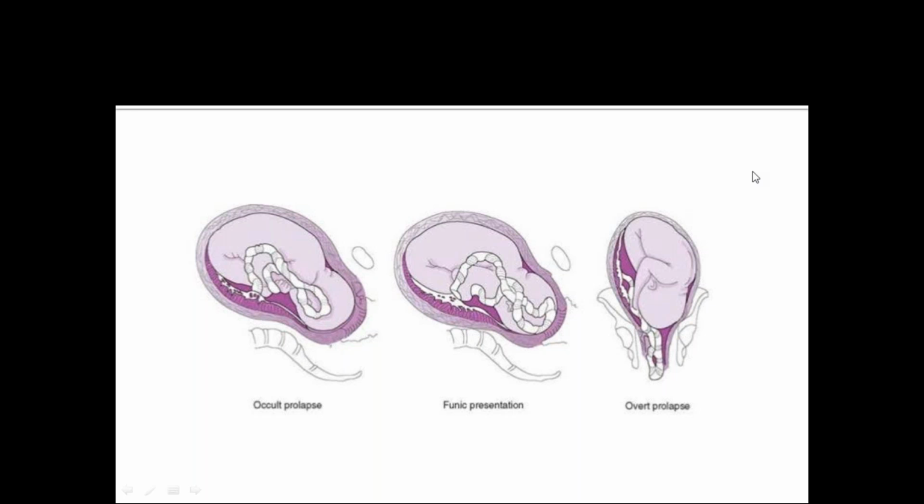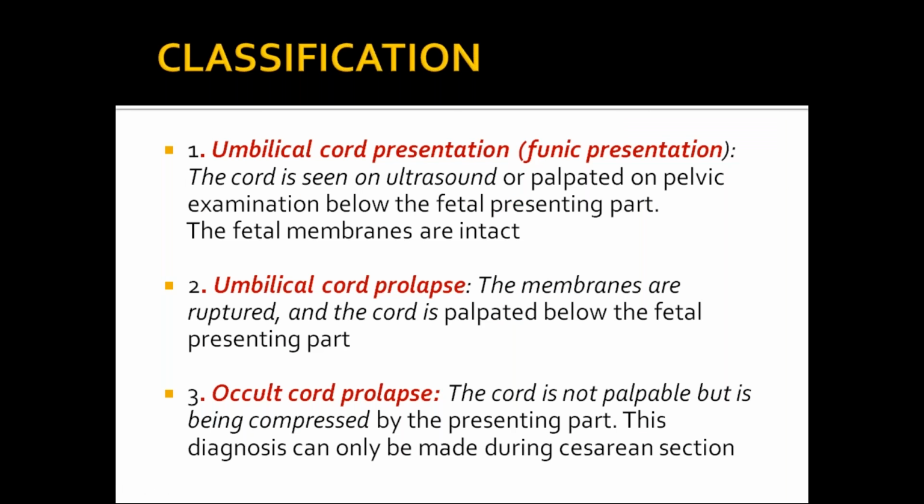We'll go back. See, we'll come to the occult cord prolapse. The cord is not palpable, but it is being compressed by the presenting part. Usually, this we can't diagnose clinically. The only thing is we can diagnose by ultrasonography and sometimes during cesarean section, because we can visualize both the cord and baby visually.